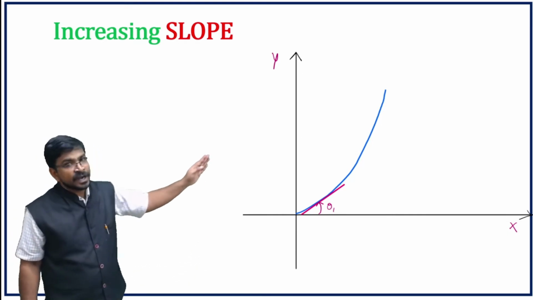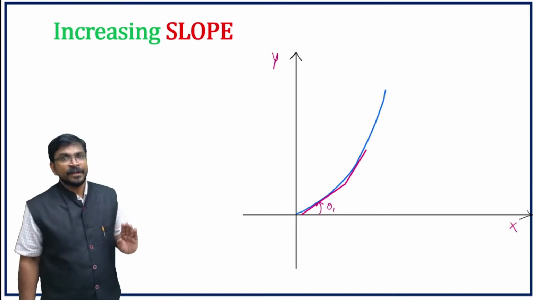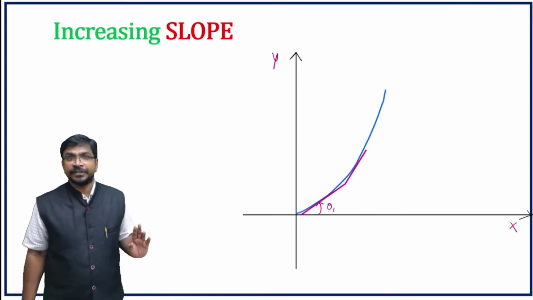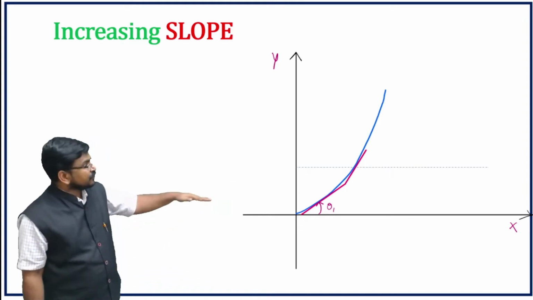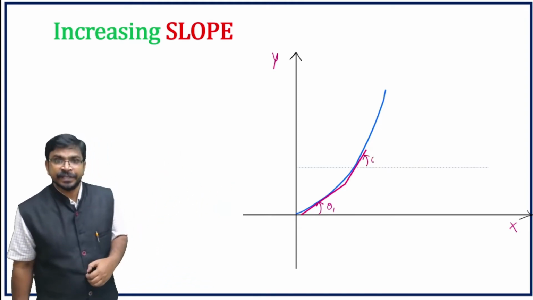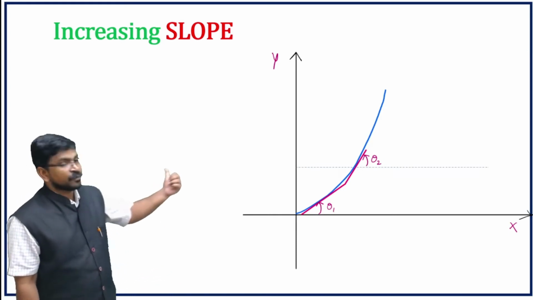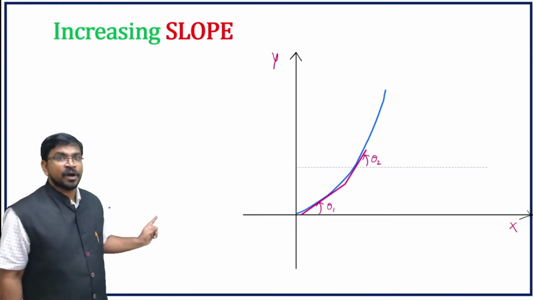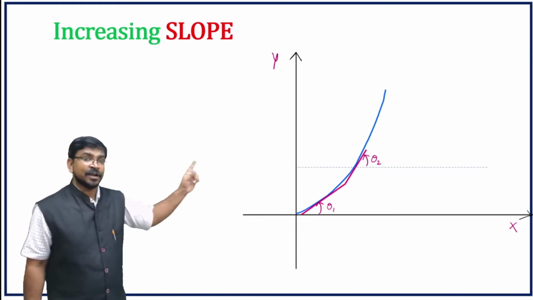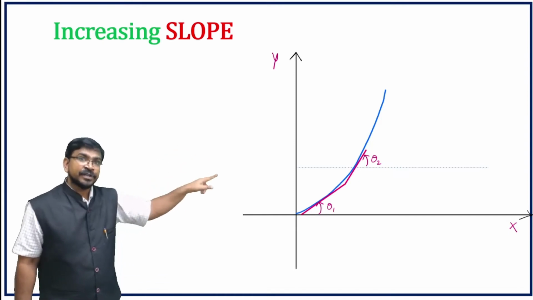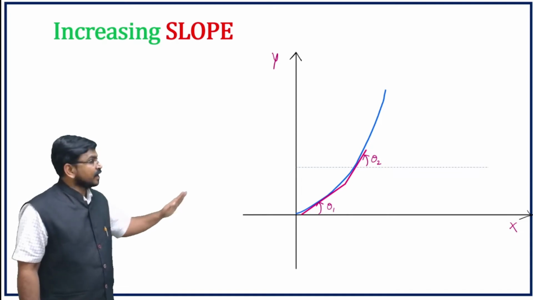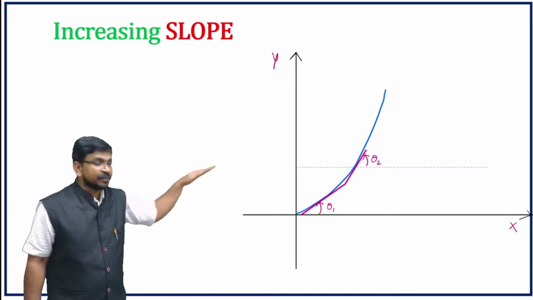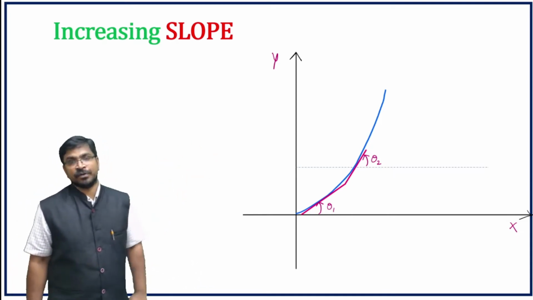Suppose I take some other point later here, then take the tangent at that point, again against the imaginary horizontal axis, and if you measure the angle here, it is theta 2. If you observe carefully, theta 1 is small and theta 2 is large, so theta 2 is greater than theta 1. That means initially the slope is small and gradually it is increasing. That means the slope is increasing for this curve.